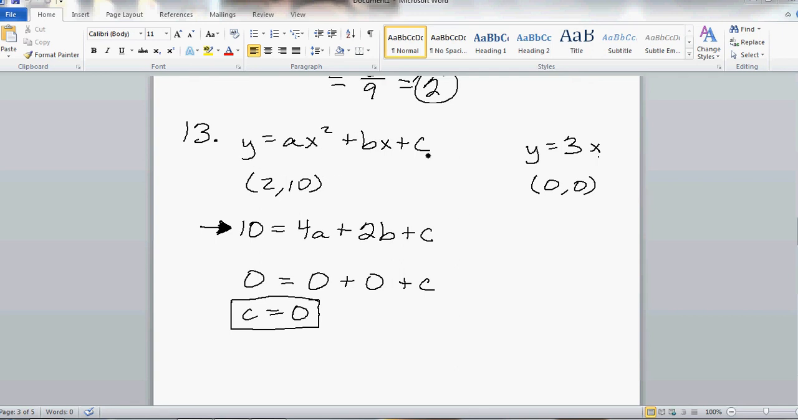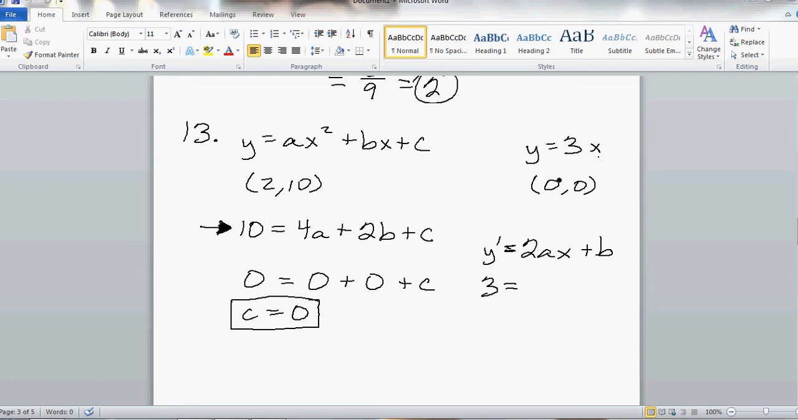So let's take the derivative of this. So y prime would equal 2 times a is 2ax, plus b times 1 is b, and the x disappears. Now this should be the slope. Well, what is the slope of this line? It's 3.